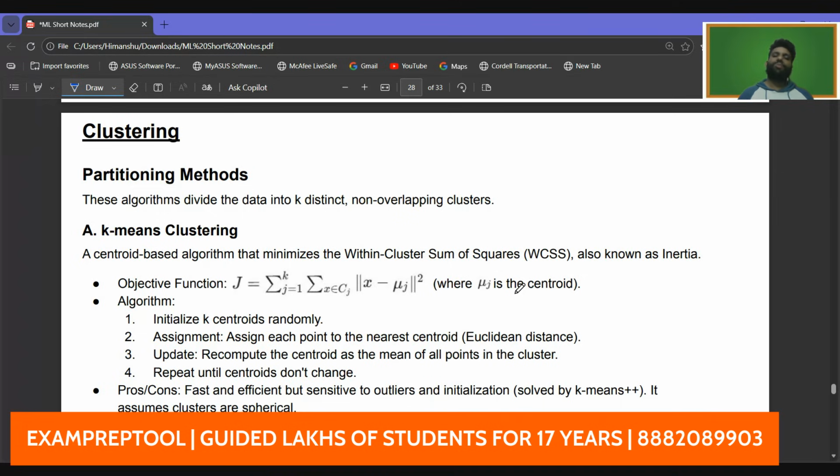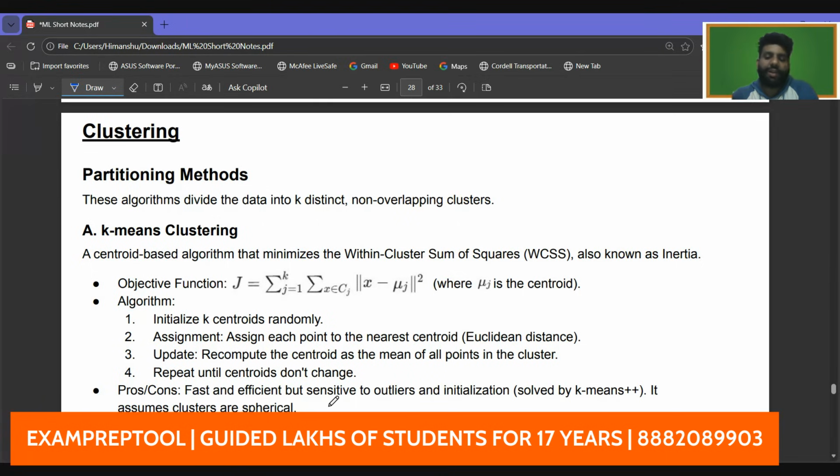So this keeps on going until the centroid does not change, or the membership of the data points does not change. It's very fast and efficient, but sensitive to outliers because we are using the distance metric over here. And in that case, it becomes sensitive. Plus initialization. If I am initializing very bad centroids initially, in that case, we would suffer.